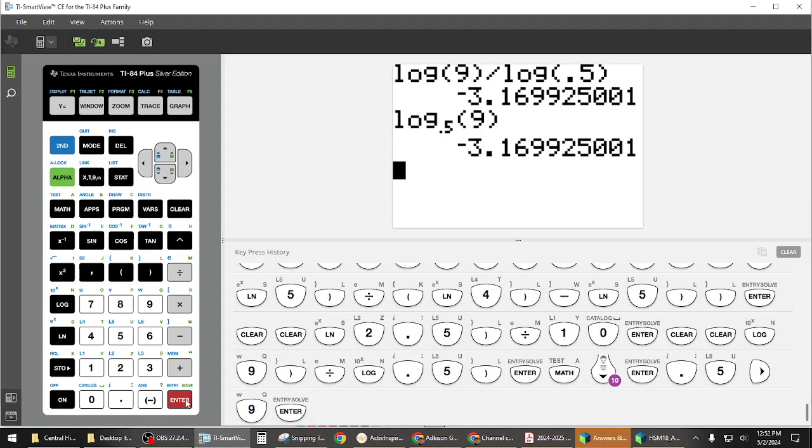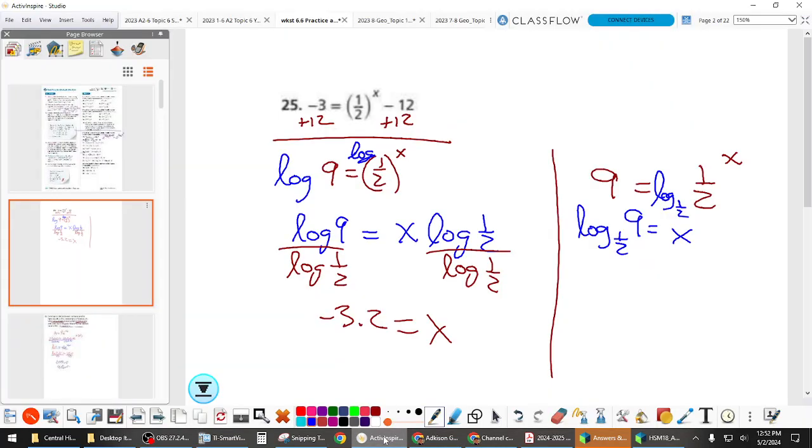So which method do you want to use on your test? Just curious, raise your hand if you're going to use this method. All right, how about this method? Raise your hand. All right, we're about half and half. Any others on the homework that you'd like to do?